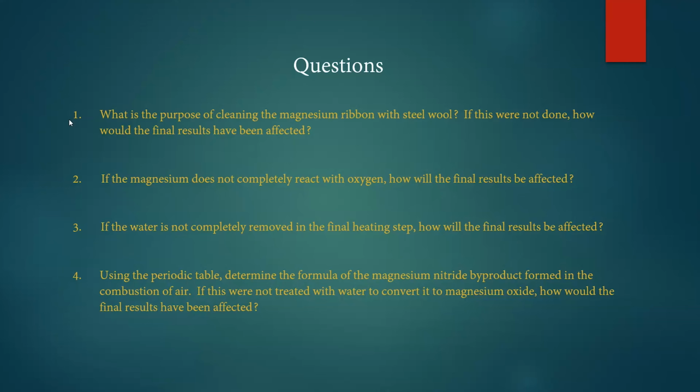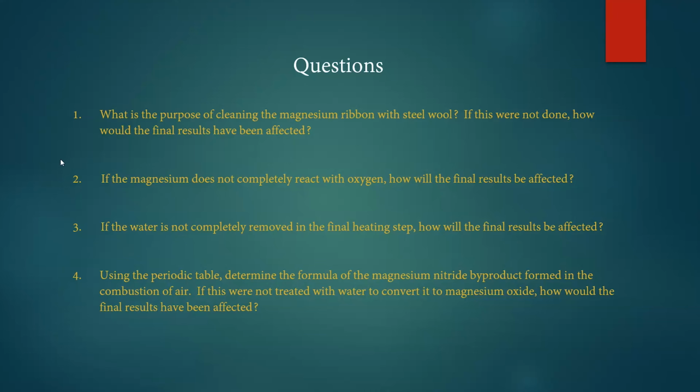If the error makes the final mass higher than it should be, it's going to seem like you have more oxygen than you really do. If the error were to make the mass lower than it should be, then it will make the oxygen appear to be less than it should be. So each of these errors is going to shift that magnesium to oxygen ratio.